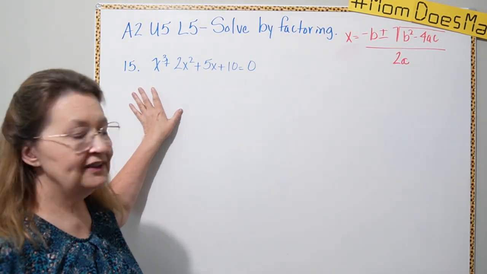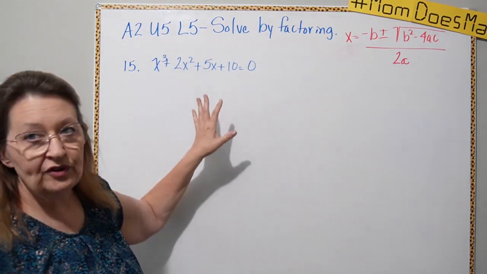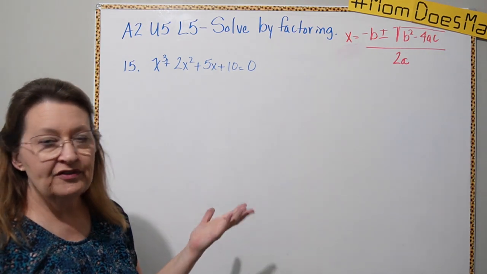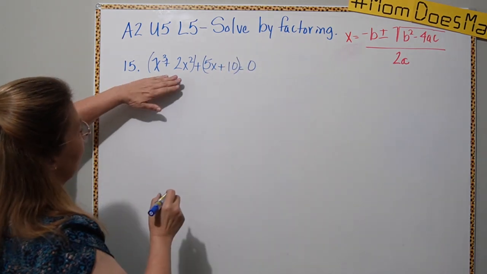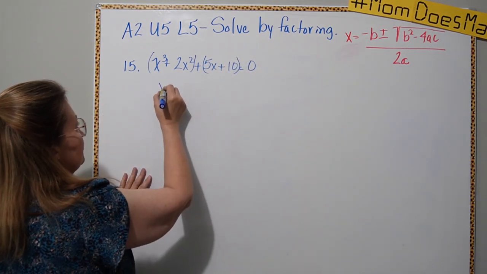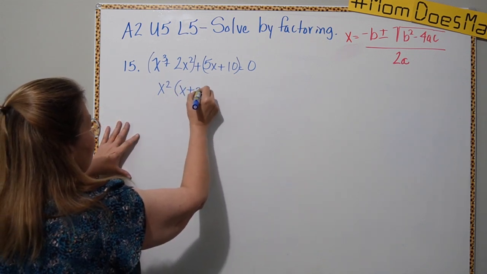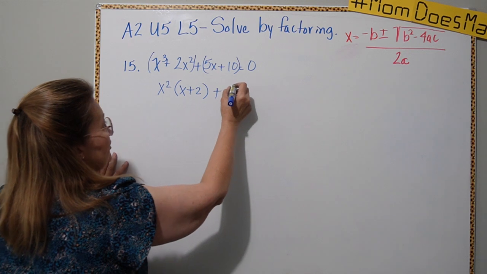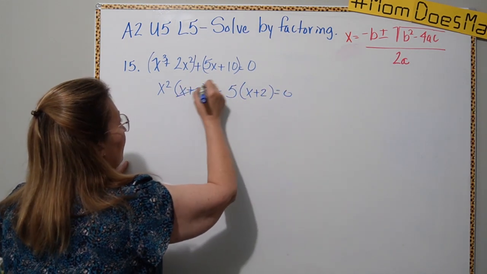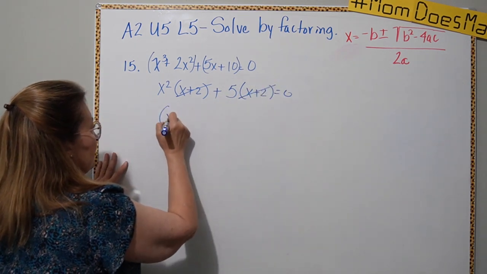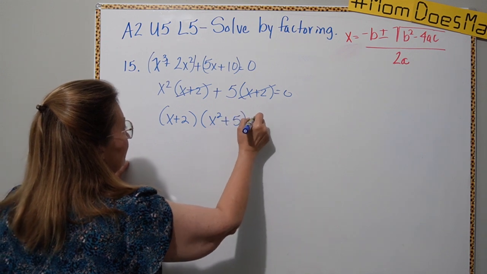Okay, here's number 15. So we've got x to the third plus 2x squared plus 5x plus 10. We have 4 terms. There's no greatest common factor, so let's factor by grouping. When I group the first two and the last two, the greatest common factor between the first two is x squared. So when I factor that out, I'm going to have x plus 2. Over here my greatest common factor is 5, so I'm going to have x plus 2. Now I pull the x plus 2's out. They become a factor, and I have x squared plus 5.